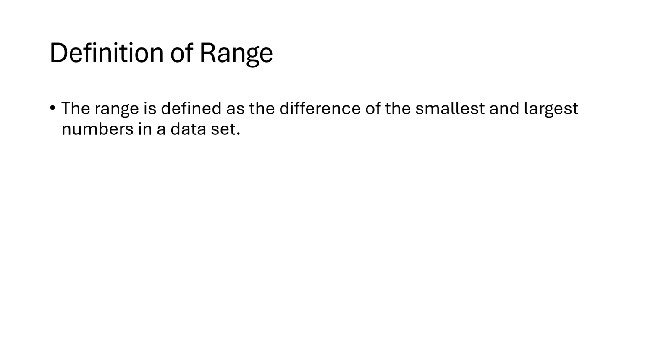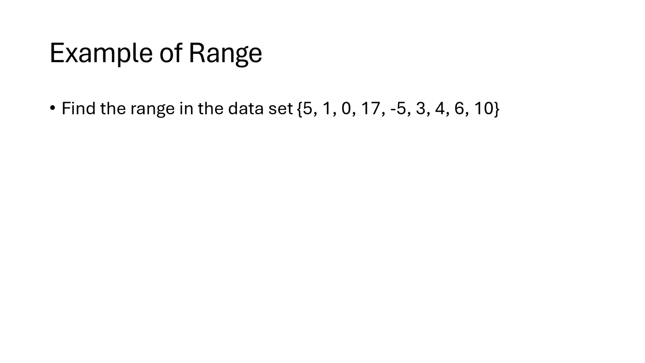Next definition is range. The range is defined as the difference of the smallest and largest numbers in a data set. All other numbers in the data set will fit in that range. And here's an example of the range. Find the range in the data set 5, 1, 0, 17, negative 5, 3, 4, 6, and 10.